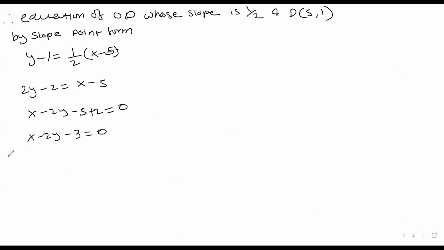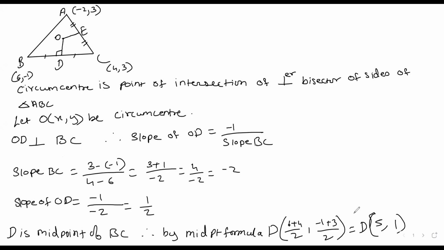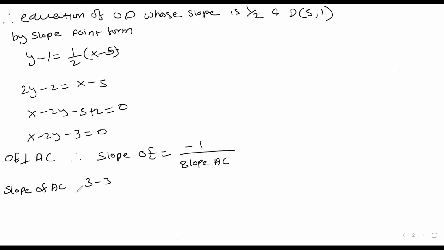Now similarly we will go with OE. Now OE is perpendicular to AC. So therefore slope of OE is minus 1 upon slope of AC. So what is slope of AC? It is 3 minus 3 upon 4 minus of minus 2. It is 0 upon 6. Answer is 0.